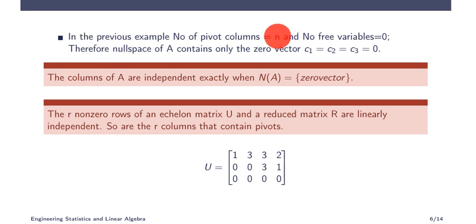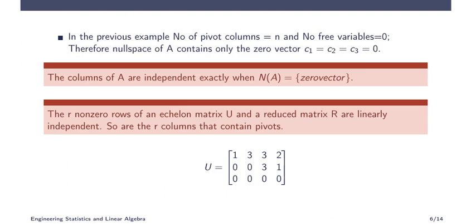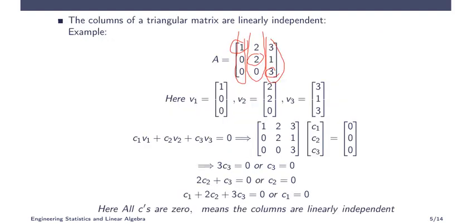In this example, how many pivot columns are there? What are the pivot elements here? This one is a pivot element, that is why this is a pivot column. This is a pivot element, so this is another pivot column, and this one is another pivot element, so this is a pivot column. So how many pivot columns are there here? 3 pivot columns. If the number of pivot columns is equal to n, the number of variables, is there any free variable here which is not a pivot column? No, nothing is there.